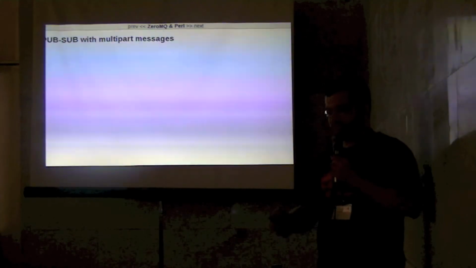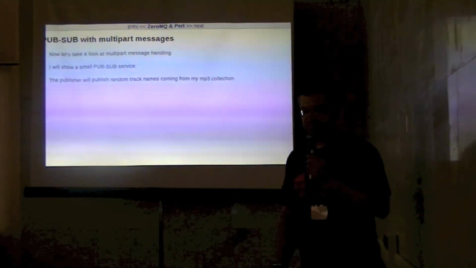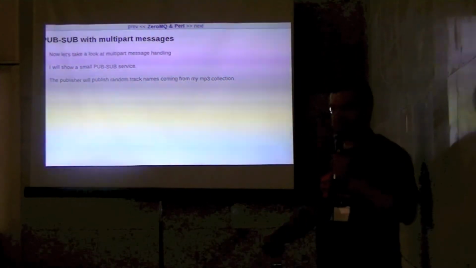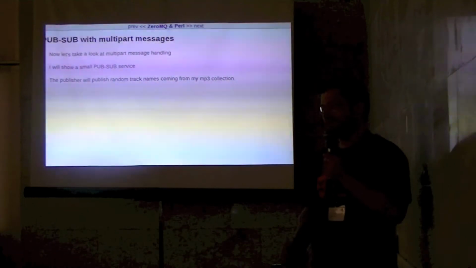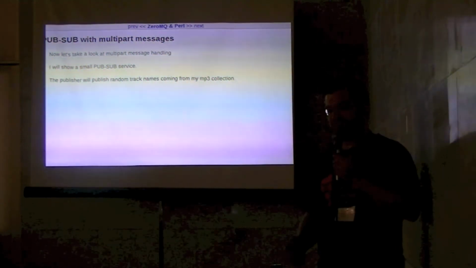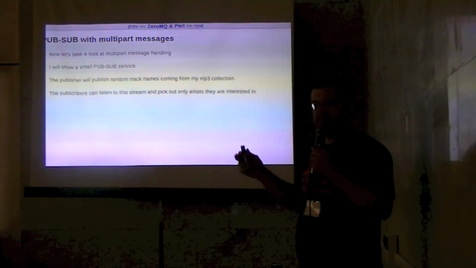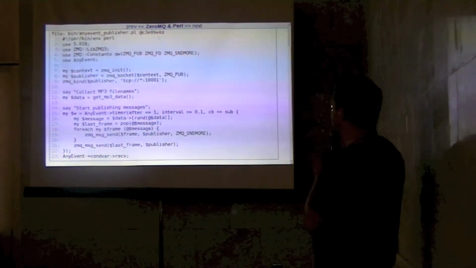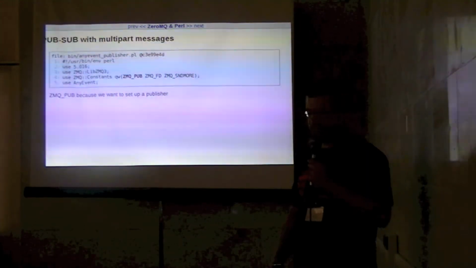So now we can do an example for doing pub/sub with multipart messages. It's a very small pub/sub thing that publishes random track names from my MP3 collection. I won't publish the ID3 tags, sorry, I ranted yesterday just to find it. Subscribers can listen to the stream and pick out only the artists they're interested in. So that's the server. 23 lines of code, it's not that much.